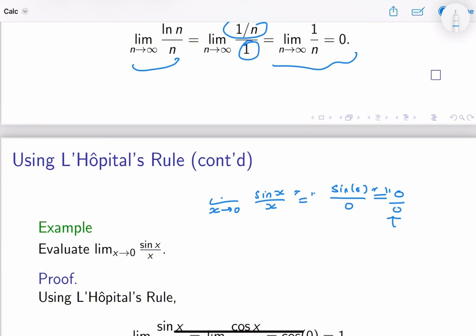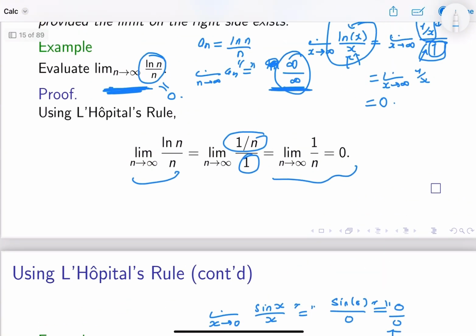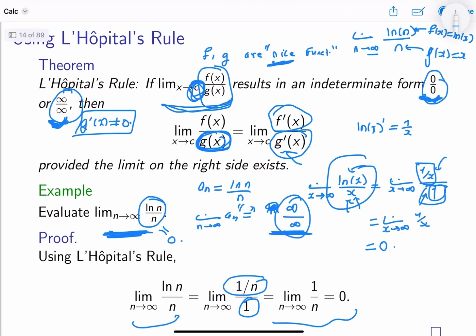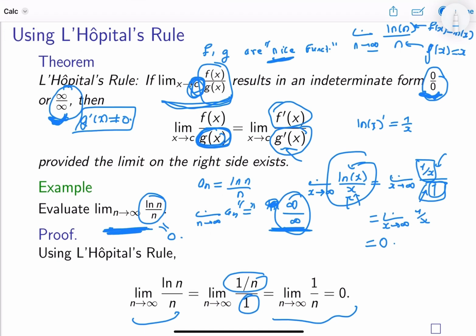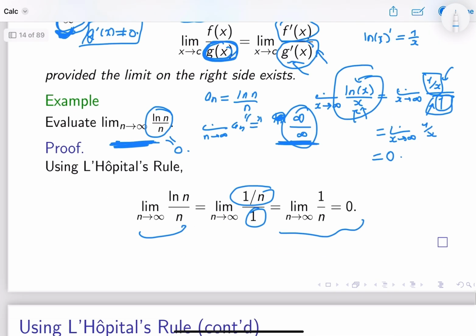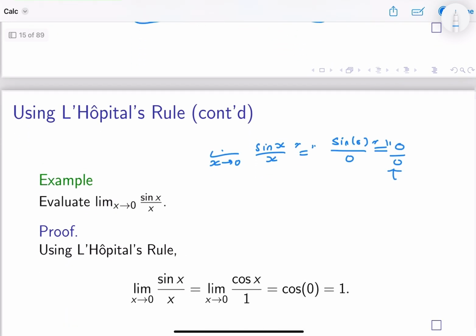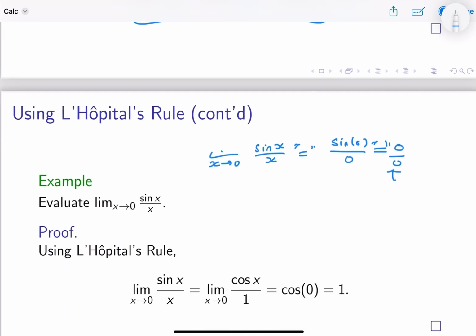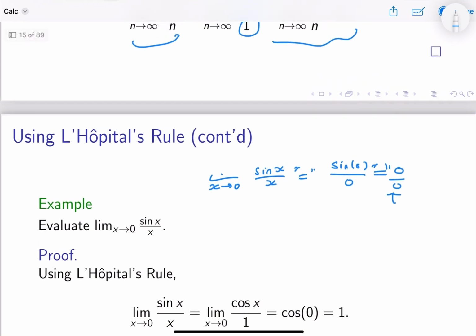So this has the form of 0 over 0, and we go back to the theorem. What's the theorem saying? If you want the limit of a ratio of two functions, and it has the form 0 over 0 or infinity over infinity, you can take the derivative up and down. So why are we thinking of L'Hopital's rule here? Well, because we have a ratio of two functions and we're interested in the limit. So what would the answer of this limit be?